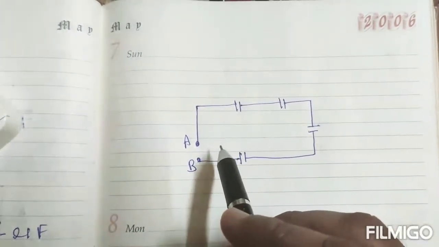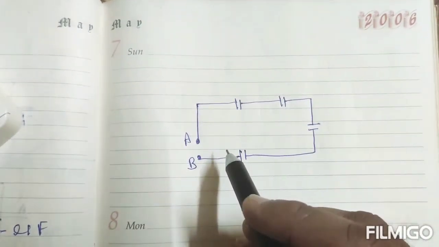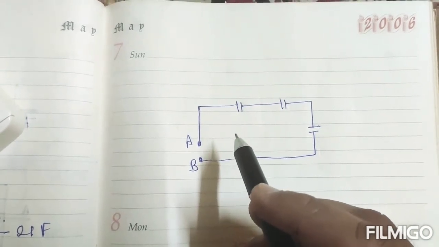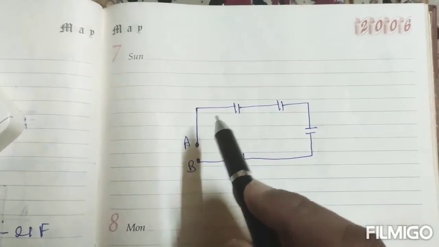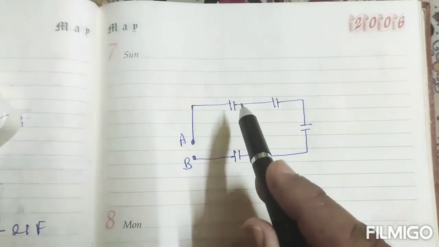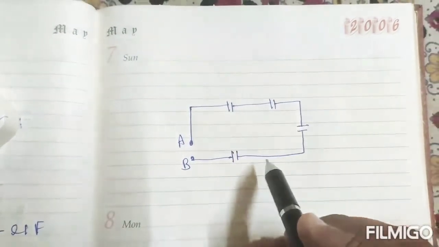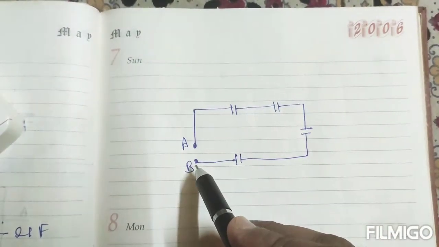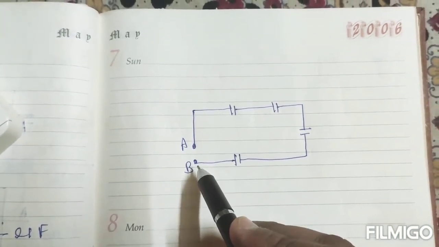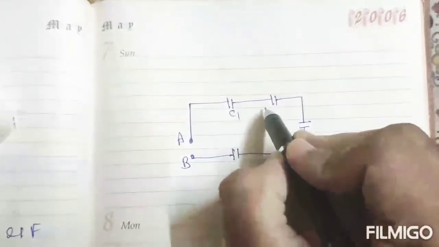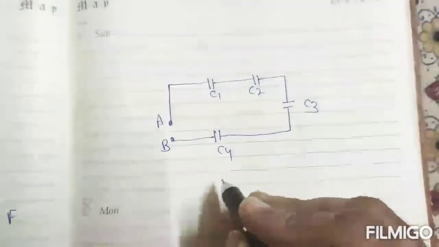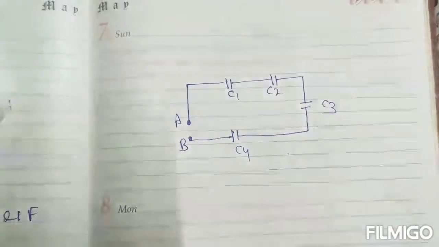Just see a simple trick as I told in the earlier videos. What is a series connection? A series connection has only one way from one terminal to the other terminal. Starting from A, there is only one line. You have to cross all the capacitors, and with a single line you reach B. So which kind of connection is this? Series connection, C1, C2, C3, C4. This is a pure series connection, right?